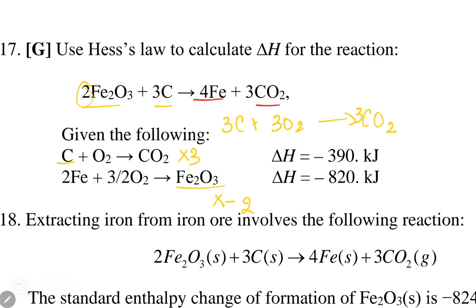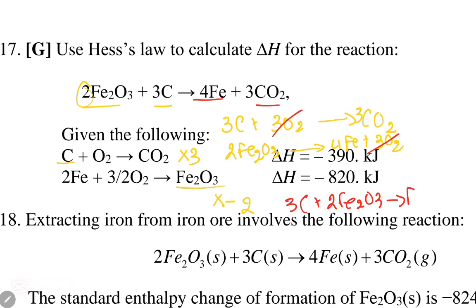Okay? And I'm going to get 2Fe2O3 in addition to, 2Fe2O3 will give me 4Fe plus 3O2. Now, look. If you have two exactly the same on opposite sides, you can subtract. So 3 minus 3, that's 0. And I'm left with what? I'm left with 3 carbon plus 2Fe2O3 will give me 4Fe plus 3CO2, right?